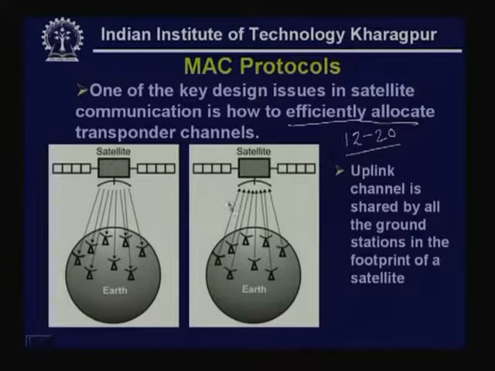Now, in satellite communications, as you know, from the satellite to the earth station it is essentially a broadcast type of communication. So, there is no need for medium access control. However, as you can see, by using the same frequency band, the uplink frequency, the ground stations are simultaneously communicating to the satellite, and as a consequence this uplink channel is shared by all the earth stations that are communicating with the satellites, and that requires medium access control.